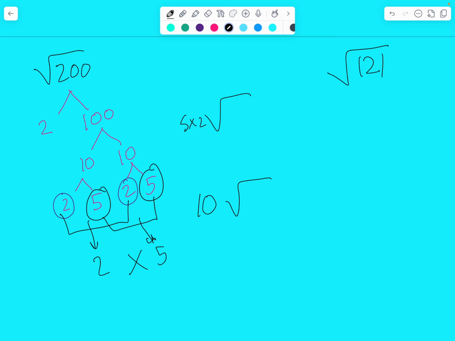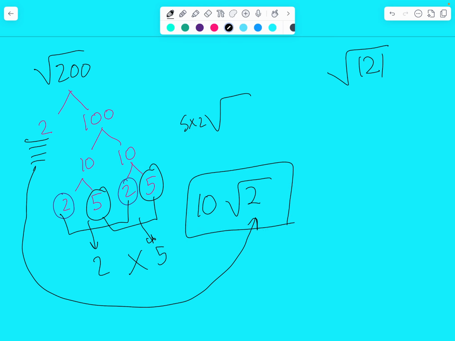This little guy, this 2, is all by itself, because they can only go out in groups of 2. So this 2 is going to remain inside the square root, by itself, at home. So this was your answer. I know they like to overcomplicate it, but it's not that bad.